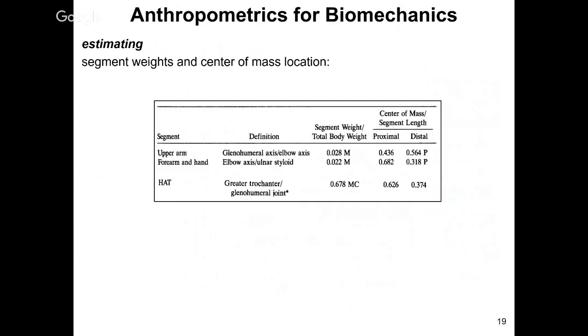How do you think you figure out where the center of mass is for a forearm? By chopping it off and then putting it on a fulcrum, balancing this dead person's forearm.